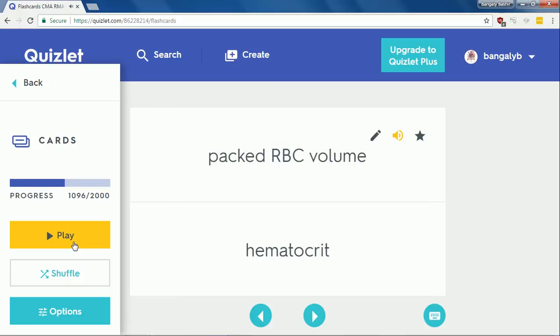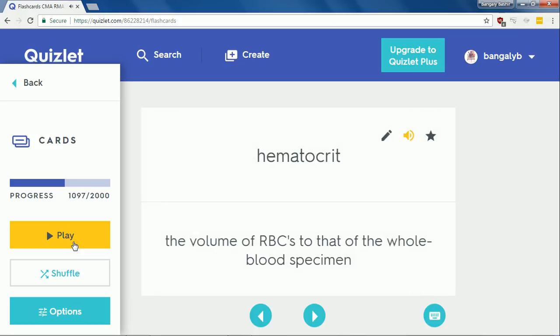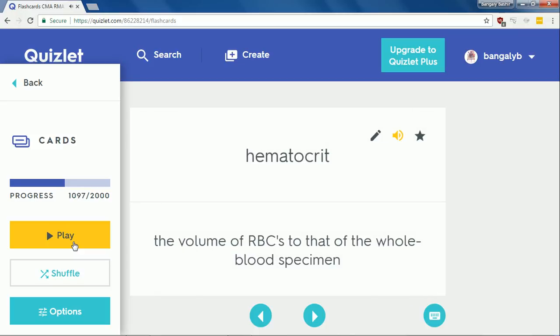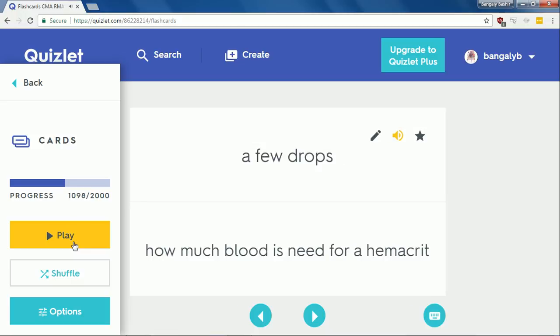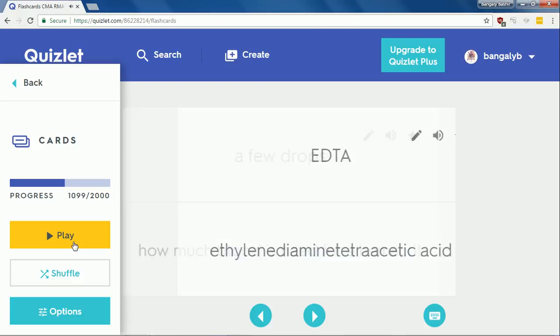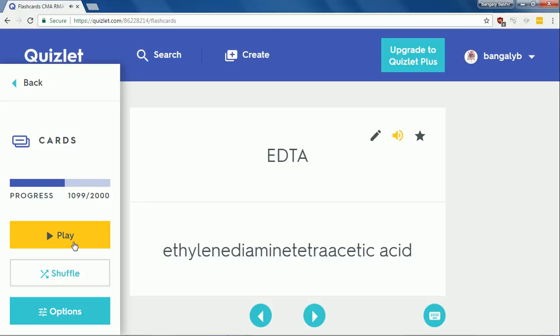Packed RBC volume. Hematocrit. The volume of RBCs compared to that of the whole blood specimen. How much blood is needed for a hematocrit? A few drops. EDTA. Ethylenediaminetetraacetic acid.